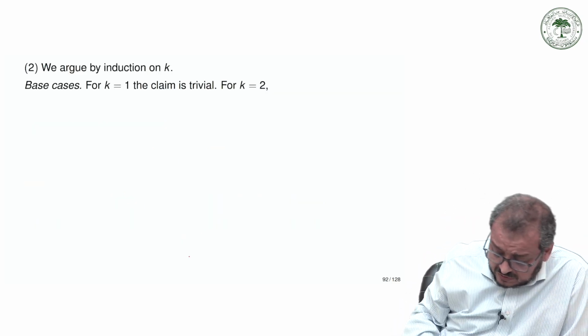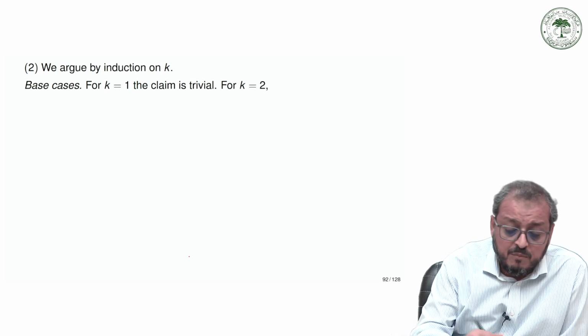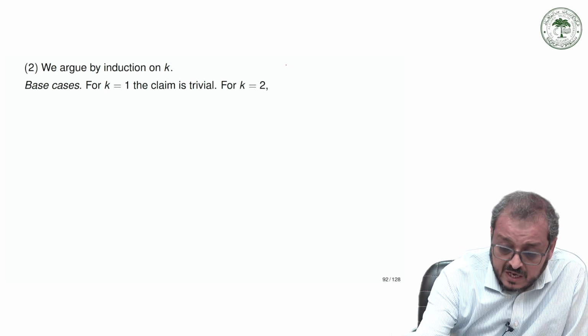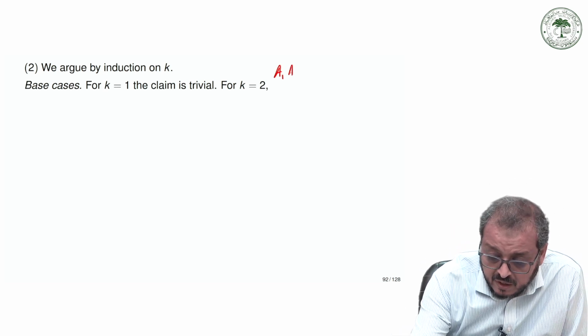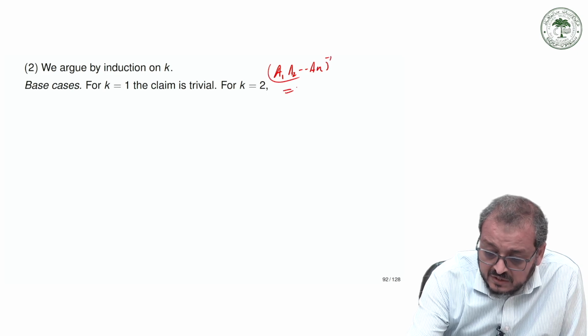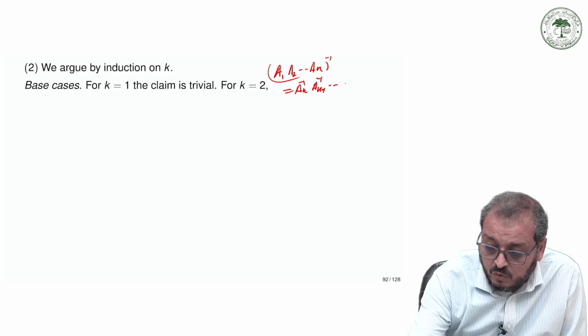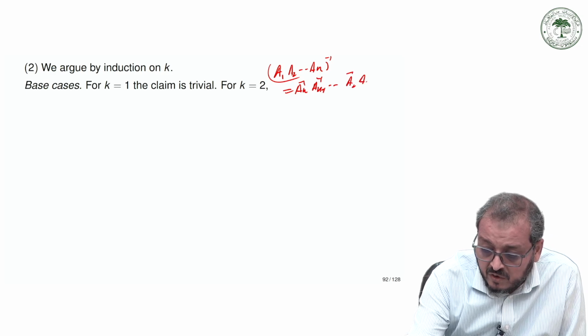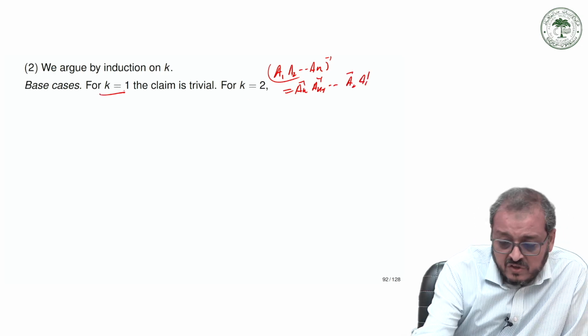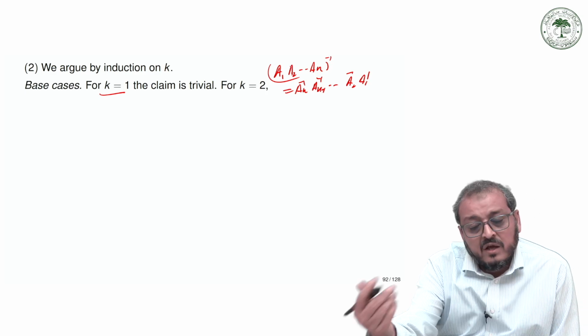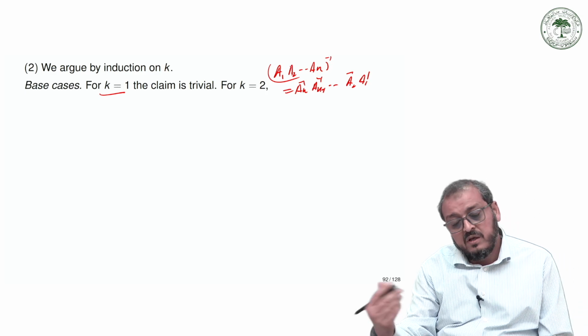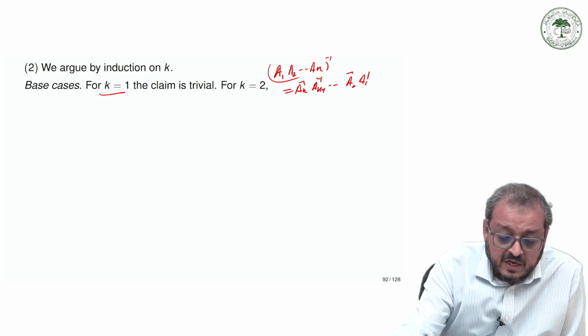Now, for the second case, we prove by mathematical induction. If we have the inverse of a1, a2, up to ak, then we can say that this is ak inverse, then ak minus 1 inverse, and so on, down to a2 inverse and a1 inverse. Now, if k is equal to 1, then we say A inverse is equal to itself. Our claim is trivial.